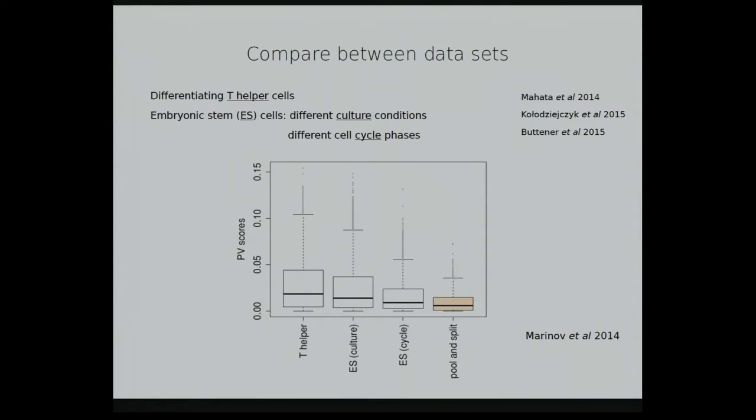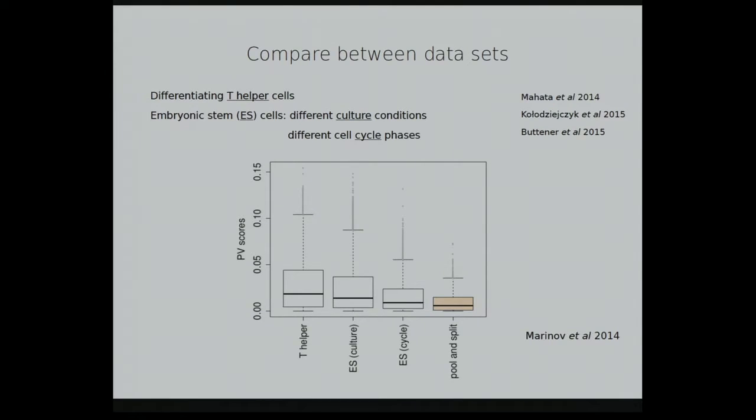Biologically, from how the cells were prepared, we know that the heterogeneity of these 3 data sets should be in a decreasing order, where the T helper cells are most heterogeneous, for example. We see that the order of our PV scores also follows the order of heterogeneity in the biological setup. And what is interesting is that even for the pool and split sample, there is a range of variation which is basically caused by technical and biological noise.